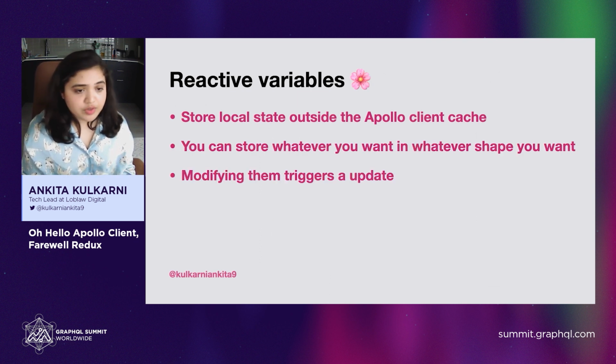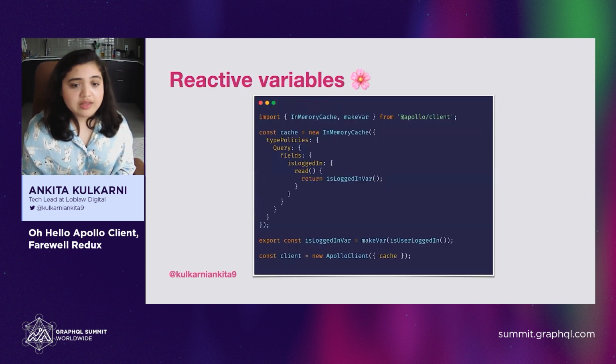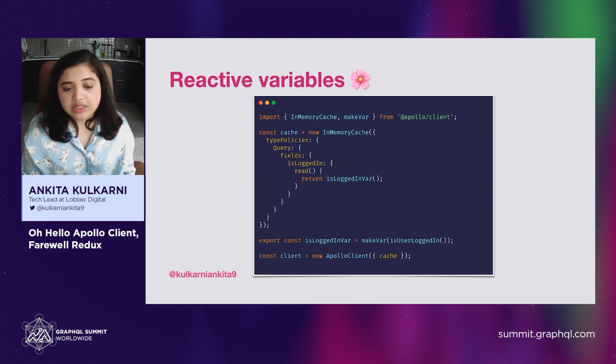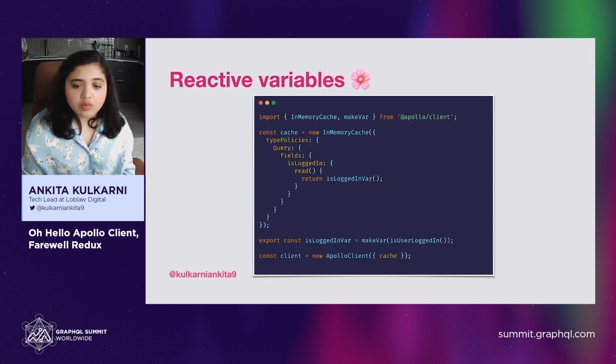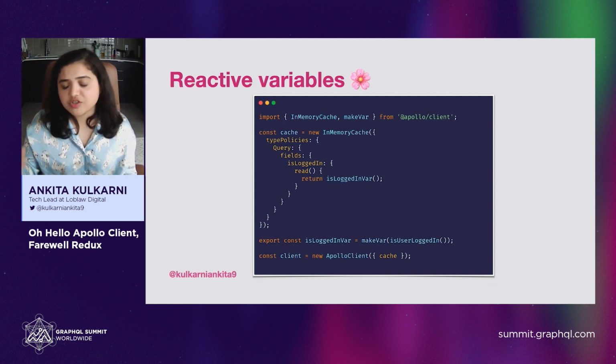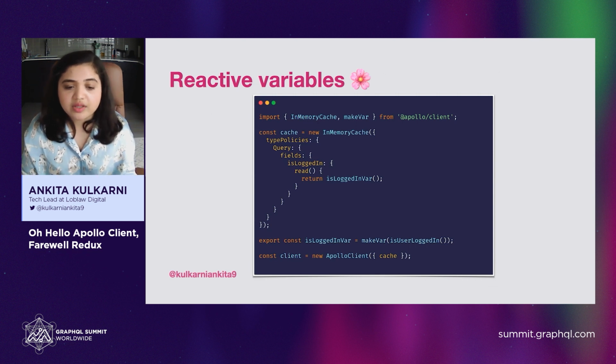So again, storing whatever you want, modifying them, triggers an update as well. And this is how a reactive variable would look. I have created a reactive variable called is logged in var, and you use the make var from Apollo client itself. That would trigger a function called is user logged in. I don't have the logic for this here, but as you can see, that function is responsible for checking the token, making sure the token has not expired, and so on and so forth. And we are calling that and storing that in an is logged in variable. And the same thing under type policies, we are defining and returning that.